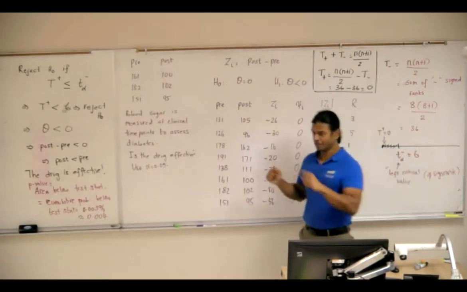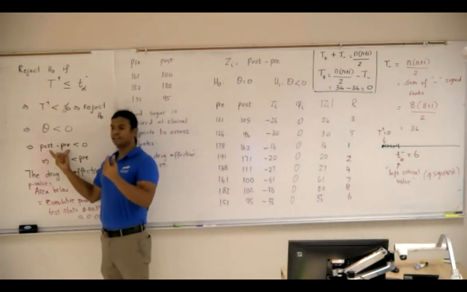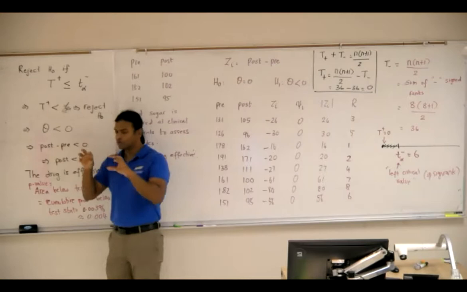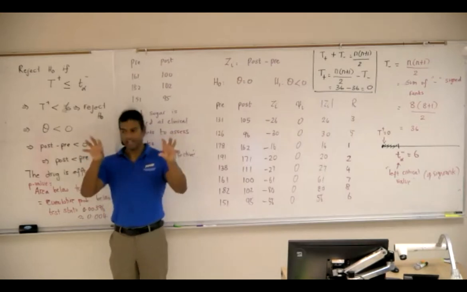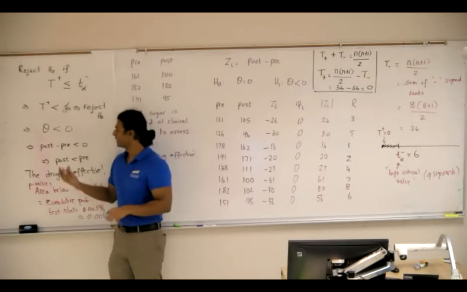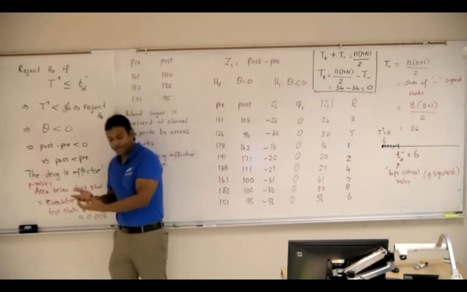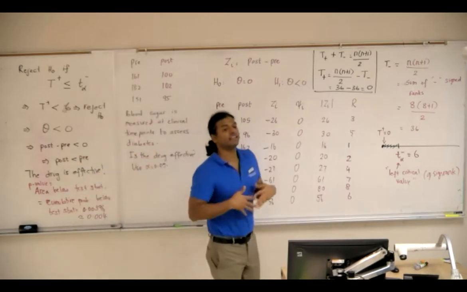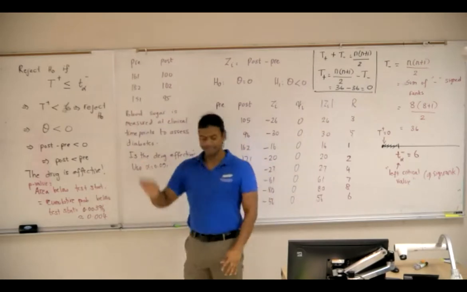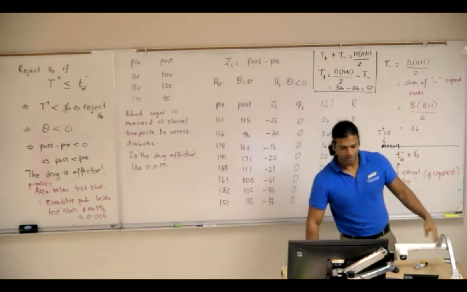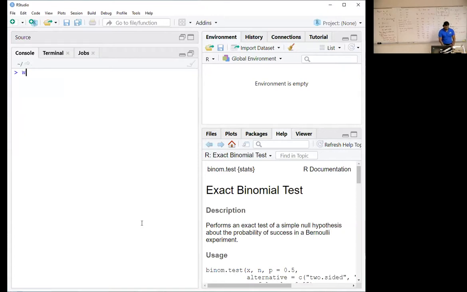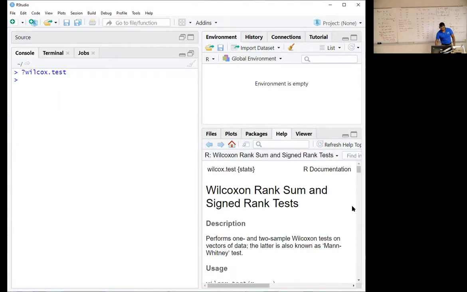The drug is effective because the way we defined Z is post minus pre. In other words, what does the location measure? The location is measuring post minus pre. So the post blood sugar values are less than the pre blood sugar values, so the drug is effective. Good? And it is statistically significant. Now, could we do this in R? We can. There is a test called the Wilcox test.